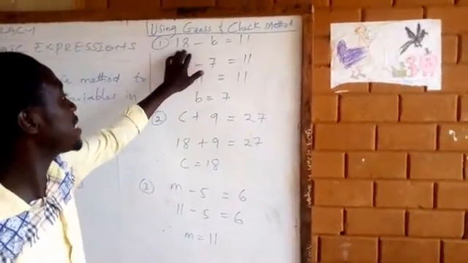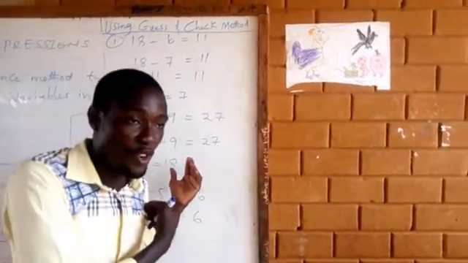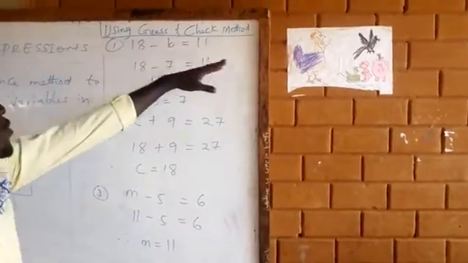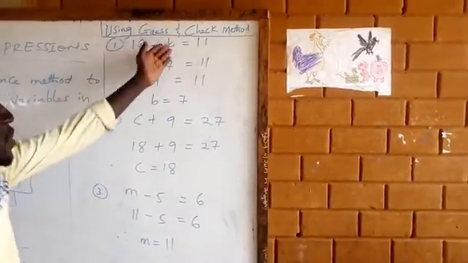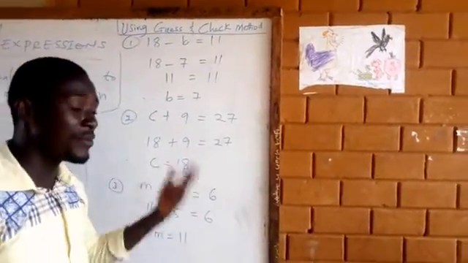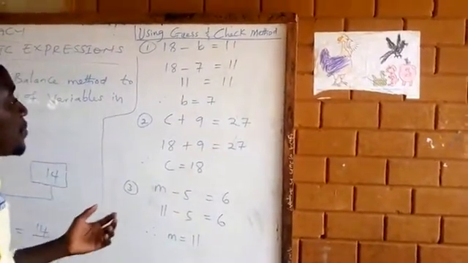Looking at this, we have 18 minus b. It's actually similar to the previous method we just discussed. 18 minus b is equal to 11. Looking at that, the b is the unknown variable here, or the unknown quantity here, and we need to find out what the b is, or the value of b.